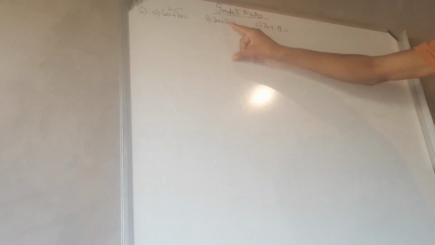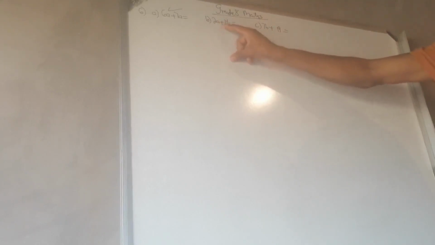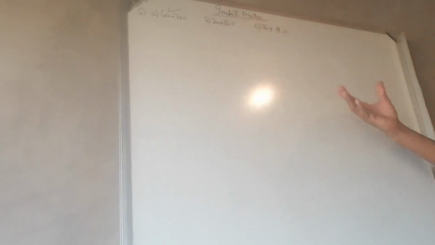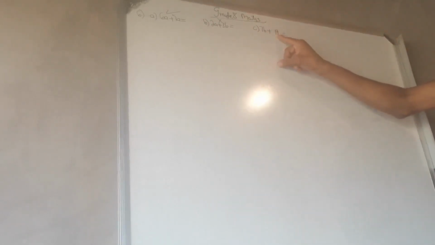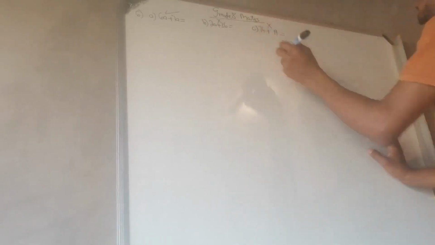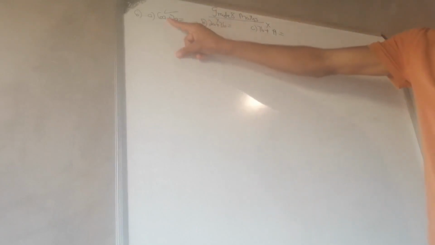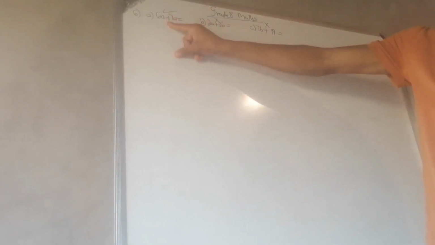In 2A plus 3B, they are unlike terms because the alphabets are not the same. There's nothing that we can do there. So the only equation with like terms is this one.